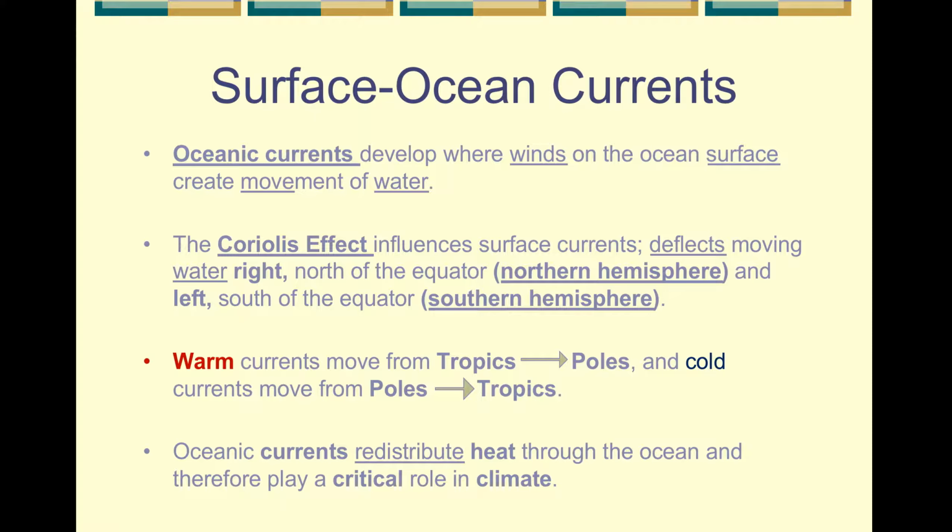And there's this feature where you've got warm currents moving from the tropics to the poles, and cold water currents moving from the poles to the tropics. This is an exchange of warm and cold currents. And basically you've got heat that's being redistributed throughout the entire ocean, which really plays a role in climate.